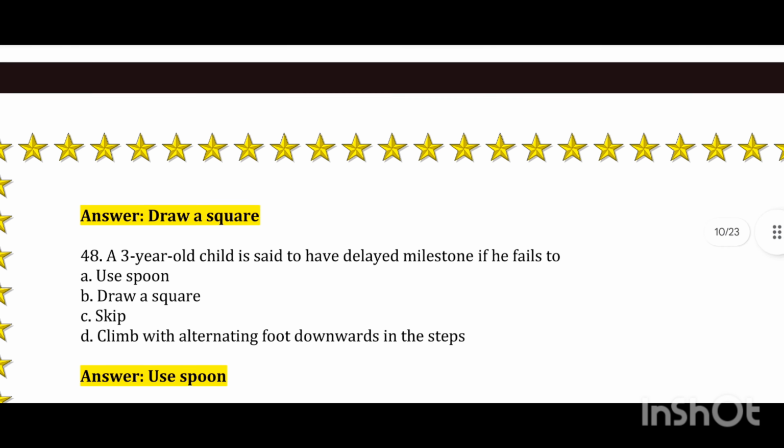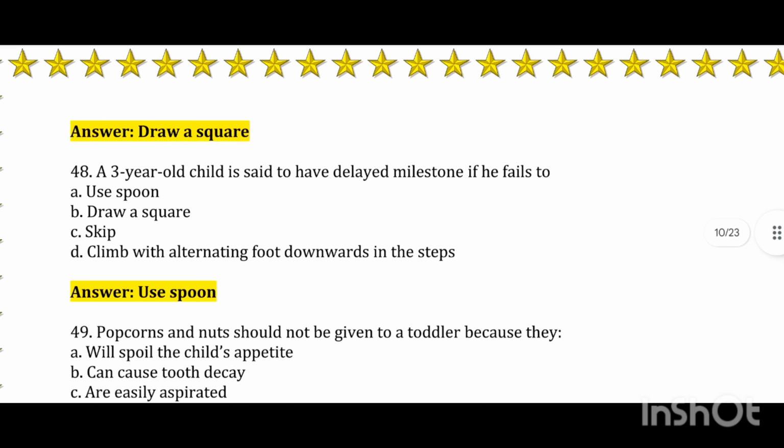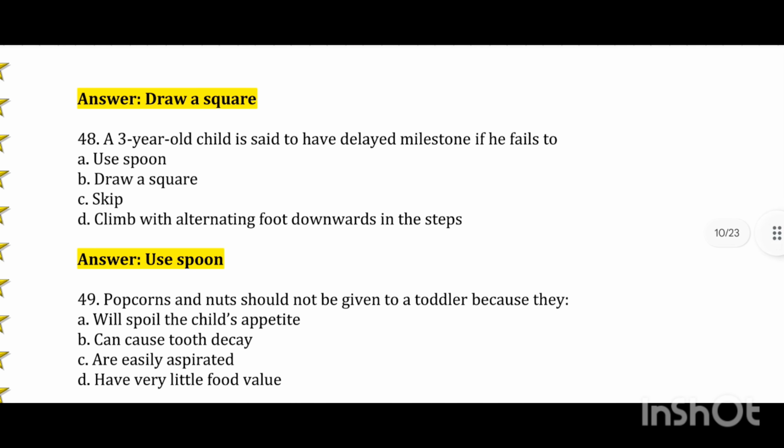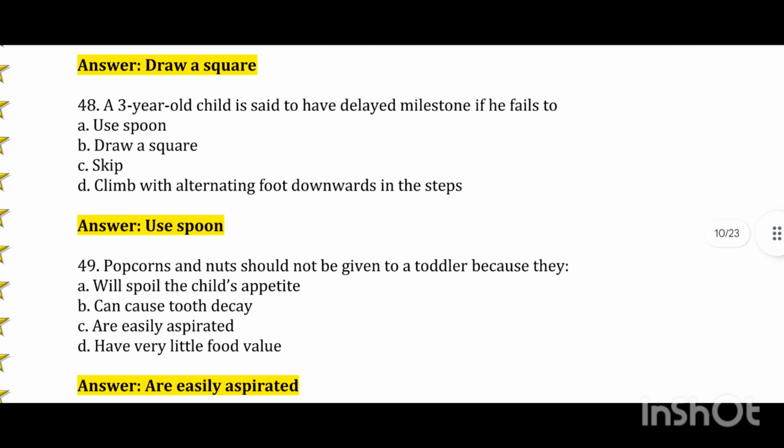Okay. Then coming to question number 49. Popcorn and nuts should not be given to toddlers because they will spoil the child's appetite and can cause tooth decay, are easily aspirated, and have very little food value. I think it's a very easy question. The correct answer is option C, that they are easily aspirated. That's why popcorn and nuts should not be given to toddlers.